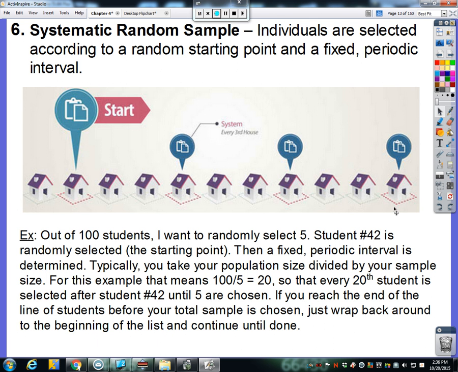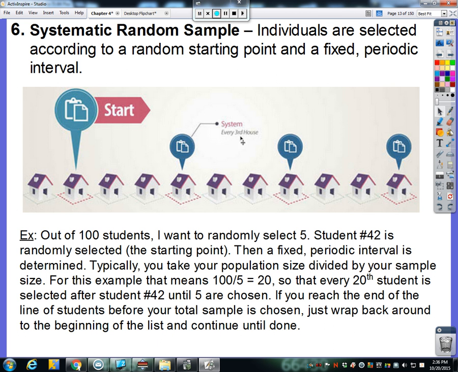What a systematic random sample does is it really spreads out your random sample so that you're hitting from all over the place. Okay? The fixed periodic interval, the every third house in this example, isn't a random thing.